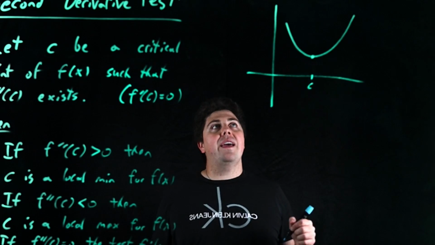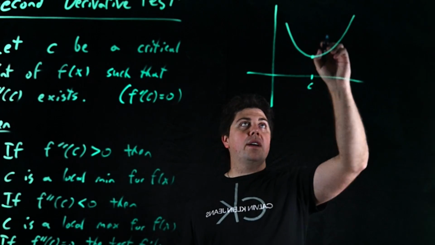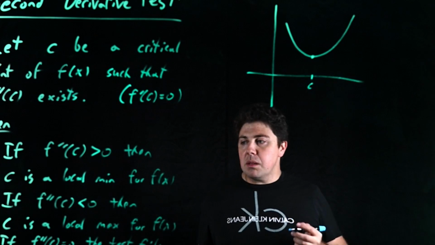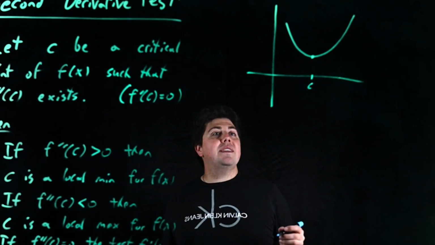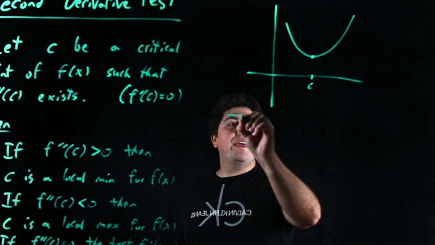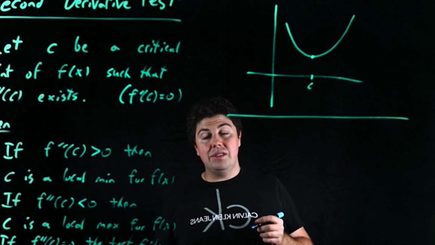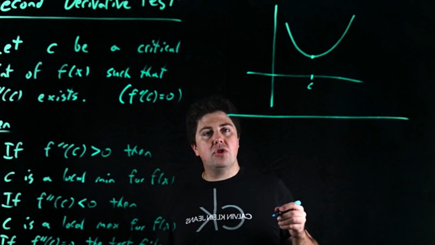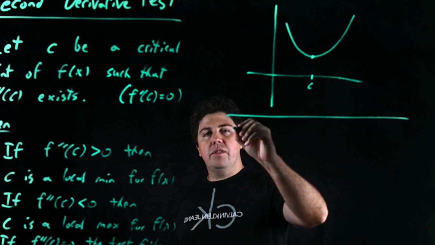Similarly, if you had a local maximum, that would look like something that has negative acceleration at that point c. So that's the basic idea. But what do I mean that the test can fail? I mean, if the second derivative is 0 at the point c, then anything can happen. So let's just do some quick examples of failure.